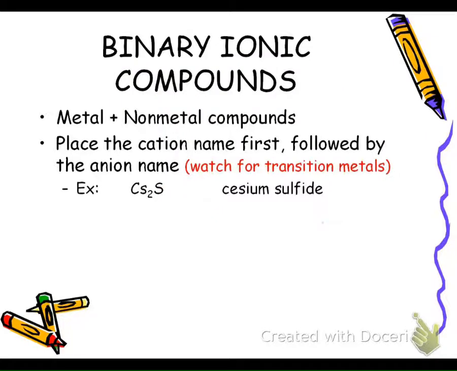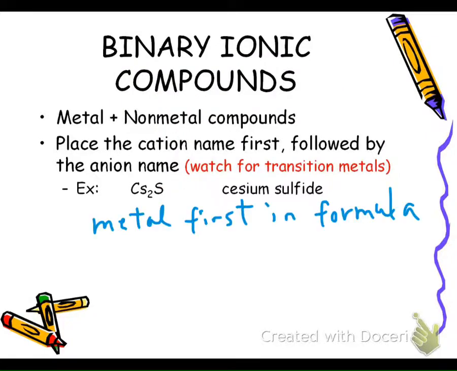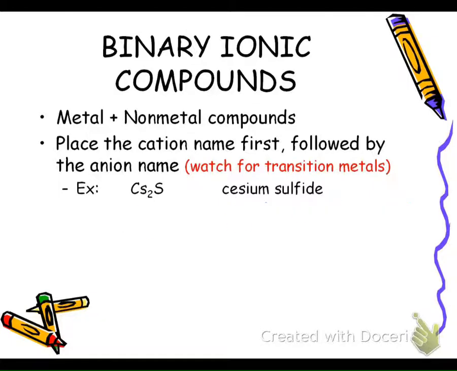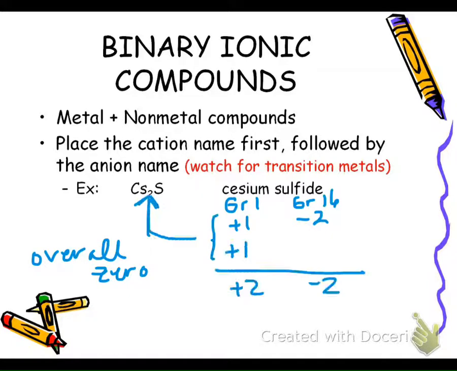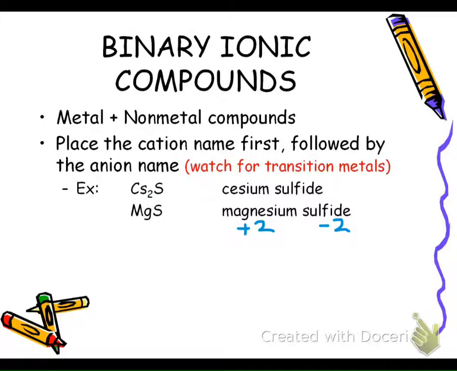So for example, Cs2S. The metal is first in the formula, the cesium, following our first rule. Where does the subscript come from? Cesium is in group 1, a +1 charge, sulfur in group 16, a -2 charge, and so I need 2 cesiums to balance the 1 sulfur in order to have an overall charge of 0. So my subscript 2 is indicating the 2 cesium atoms.